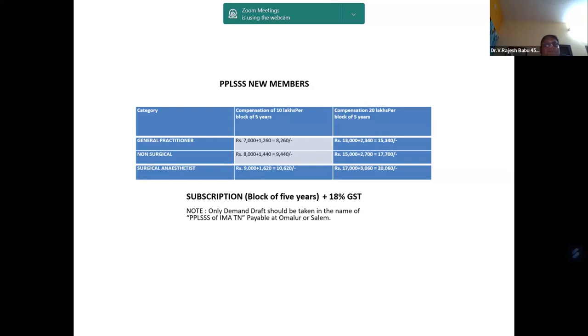For general practitioner, it is 8,200, and for 20 lakhs it is 15,340. For non-surgical, it is 9,440, and for 20 lakhs it is 17,700. For surgical anesthetist, it is 10,620, and for 20 lakhs it is 20,060. The amount has to be paid in the form of a demand draft in the name of PPLS of IMA Tamil Nadu. Now the office has changed to Kumbakonam, payable at Kumbakonam.